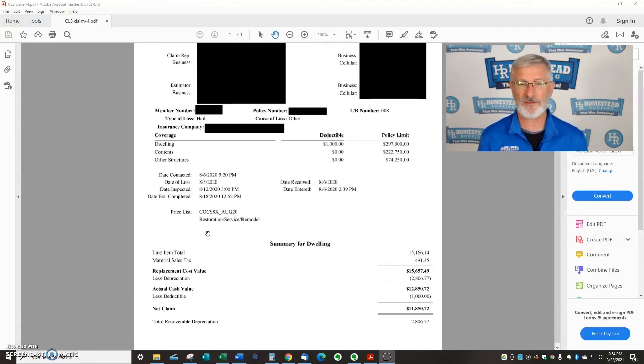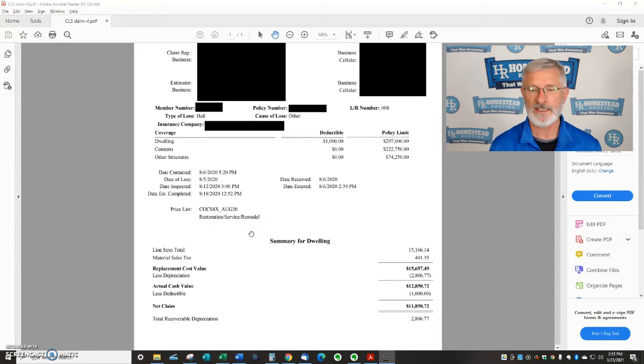So that price list actually becomes fairly important, because when your contractor does the work, he's going to be using costs at the time of the job. He can't go back in time and get materials for whatever they cost back when the damage happened. So this price list information is kind of important, but it's more important really for your contractor.